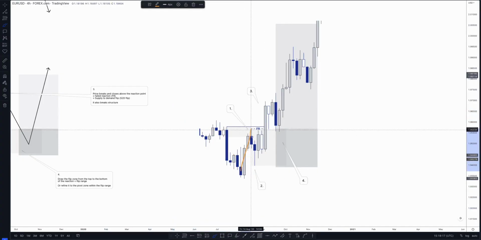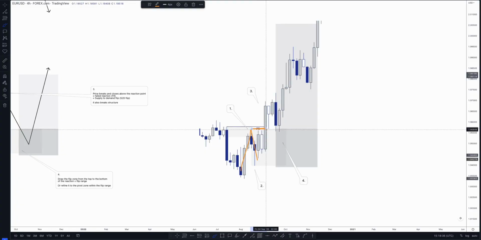Price comes in, it reacts. Remember, the reaction is key. But what does the reaction fail to do? It fails to do its job. It fails to make a lower low. So what you can do is mark out the top, if it helps you, mark out the top of the reaction. As soon as price closes above that failed reaction line, that orange line, you have a flip.